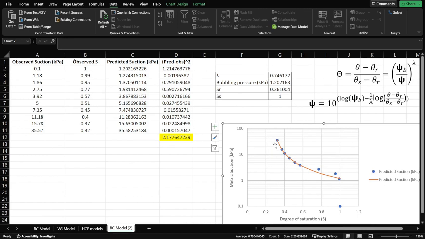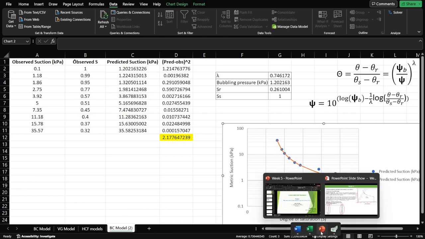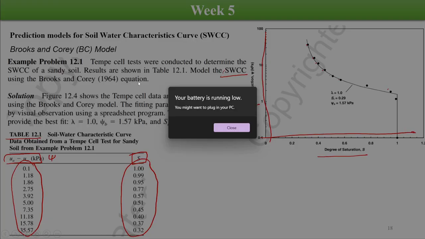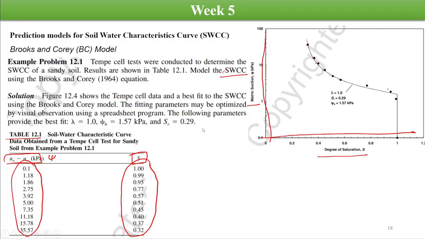We can also see here that this model is fitting very well to the experimental data. So we can say that the Brooks and Corey model is very good and it fits very well to the experimental data. Fine. This is the first model, the Brooks and Corey model.